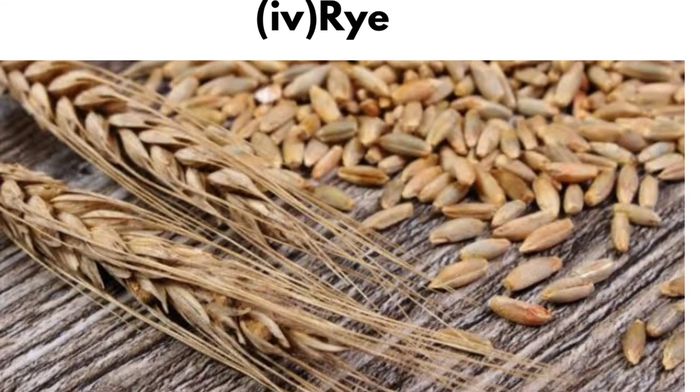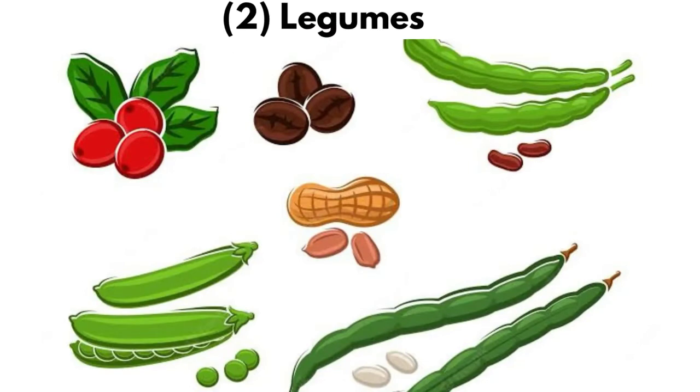Another example we have here is rye. Rye is another example of cereal plants. All of them are grass cultivated plants. They mostly look alike, as we can see from the picture.